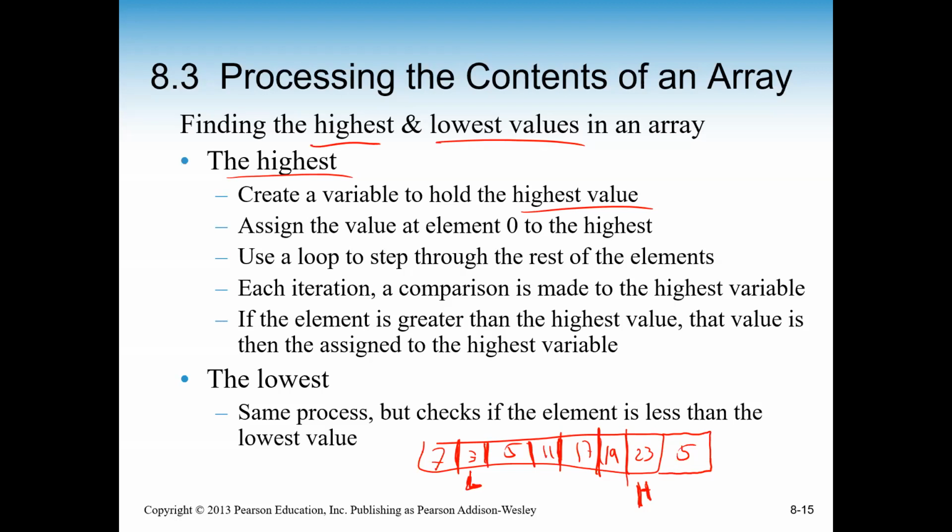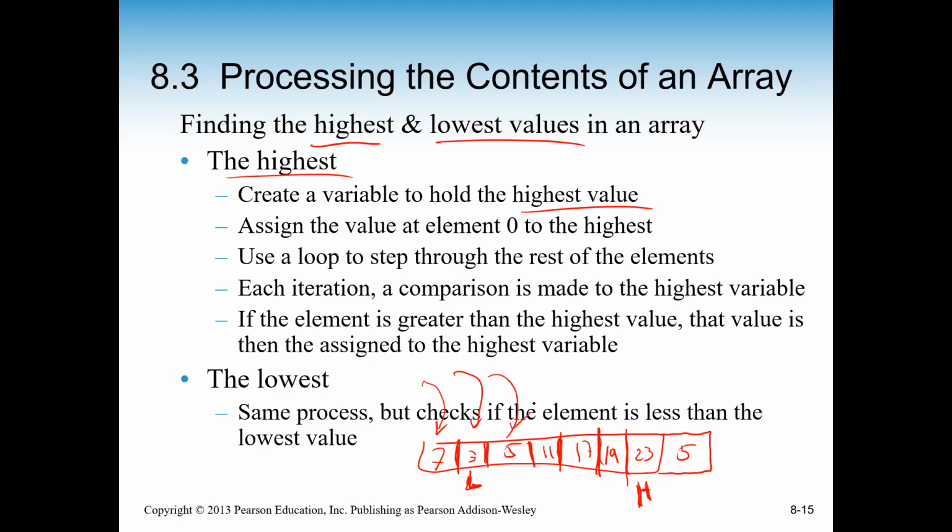If it's not, you just keep going and you look at the next one. So the idea would be, the highest, right? I grab 7. Okay, that's the highest. Then I go to the next iteration. I grab 3. Is 3 greater than 7? No. Okay, don't do anything.